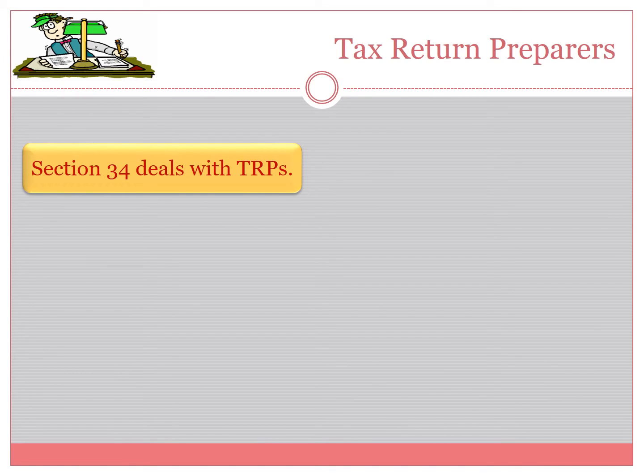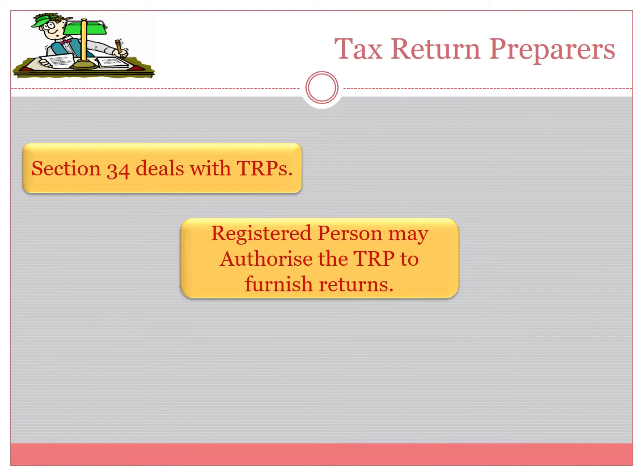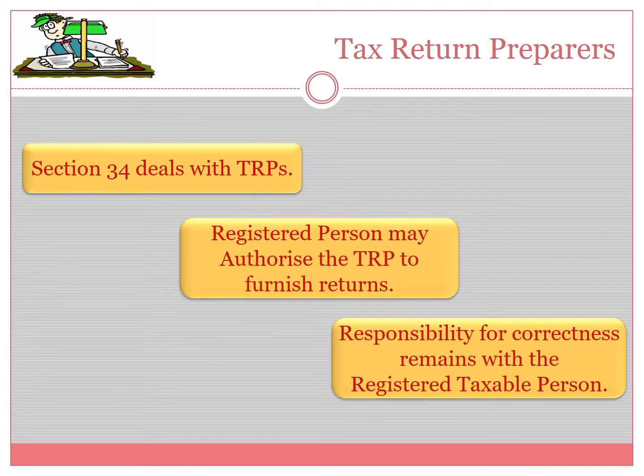Section 34 provides for the system of tax return preparers. It is provided that a registered person may authorize the TRP to furnish returns. However, such authorization will not absolve the registered person from responsibility for correctness of the returns filed by the TRP.